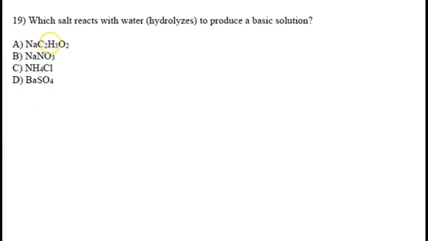And for number 19, it states which salt. So of course, we're talking about salt solutions. That means we need to know the cations and anions that are a part of these solutions. Depending on the cation and anion, that's going to tell us whether or not it's going to contribute to basicity or acidity, right? So it says which salt is going to react with water, hydrolyzes, to produce a basic solution. What is hydrolyzes? Hydrolyzes means that it's going to break apart with water, okay? That's what hydrolyzing means.